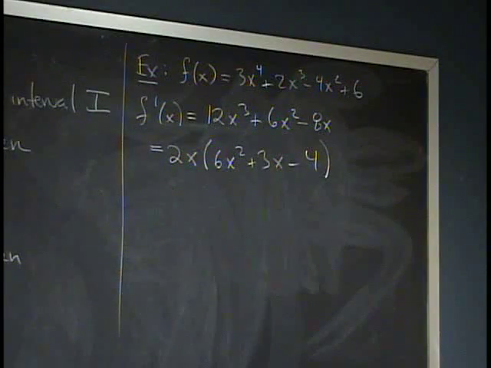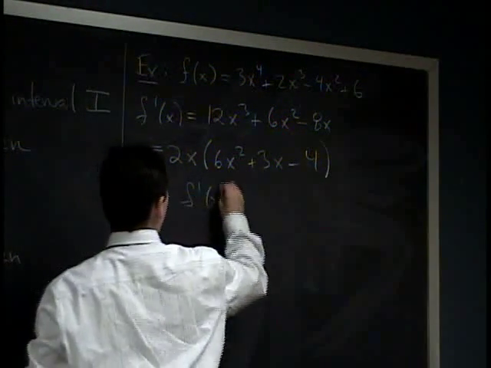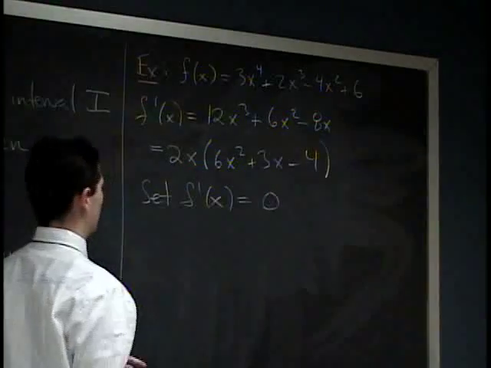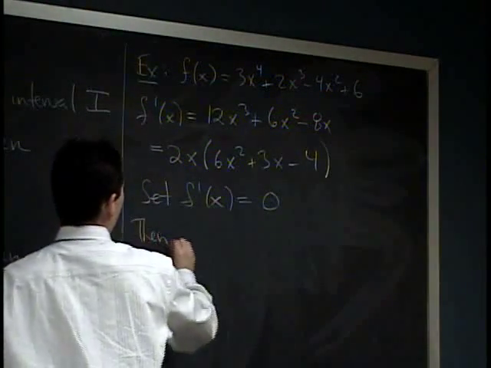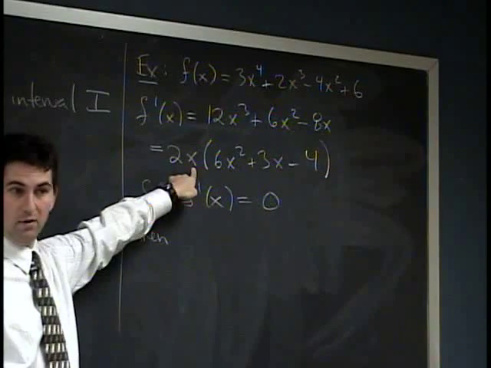Okay, now how do you use this? Well, I want to see where it's positive and where it's negative. A good way to do that is to actually figure out where it's 0. Because when it's 0, then on one side it had to be positive and on one side it had to be negative. So let's set f'(x) equal to 0. Then this is one way you could get a 0 out of it, if x was equal to 0.